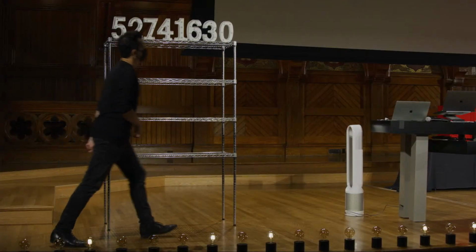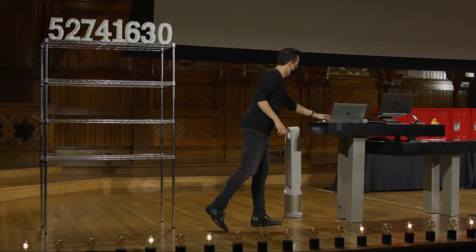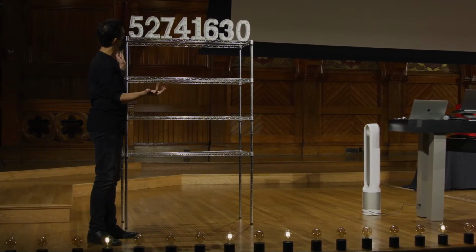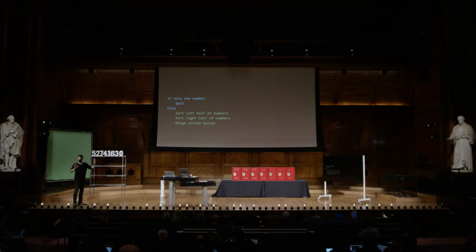All right, so let me look now at my code. I'll keep it on the screen. How do I implement merge sort? Well, if there's only one number, I quit. There's obviously not. There's 8 numbers, so that's not applicable. I'm going to go ahead and sort the left half of numbers. All right, here's the left half, 5, 2, 7, 4.